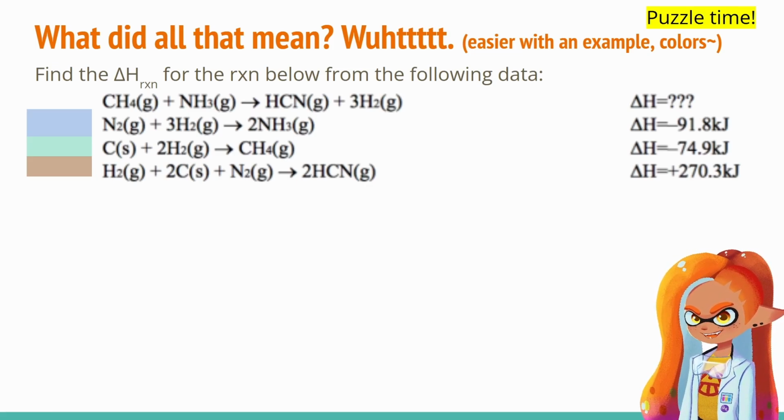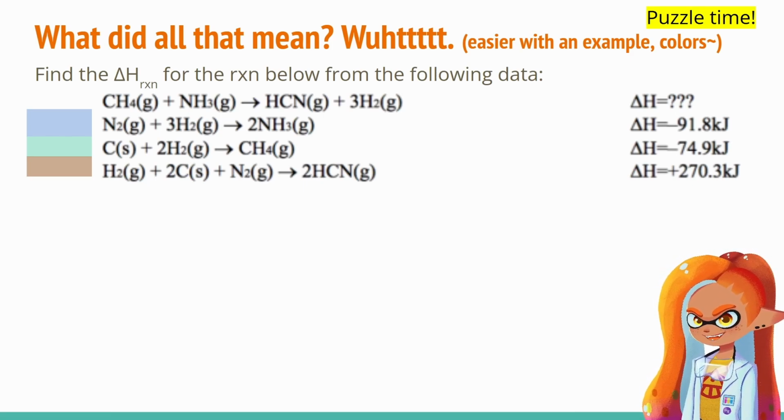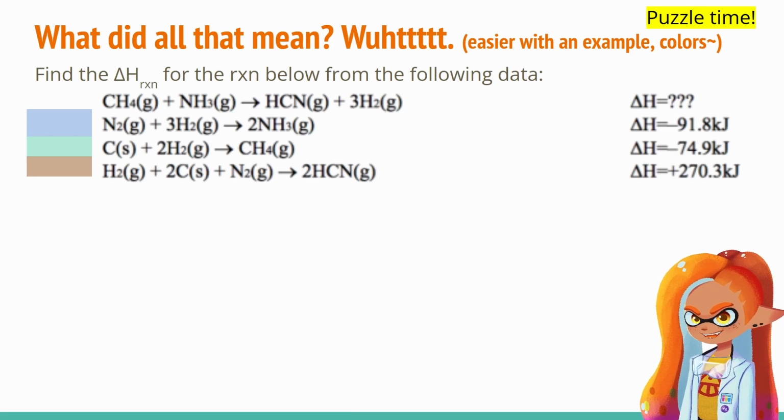So this is where the highlighters or colored writing tools come in. Essentially, how I like to think of Hess's law, I think of it like a puzzle. I am trying to get to this reaction here. So that's what I'm trying to solve for. I have 3 puzzle pieces, and I can mess with these puzzle pieces in order to get to this point right here.